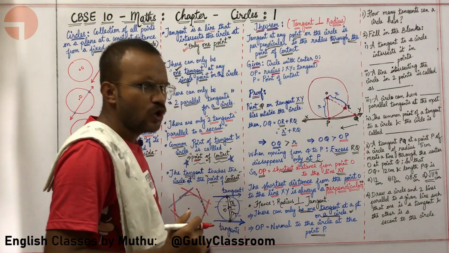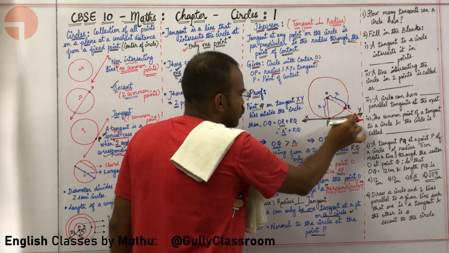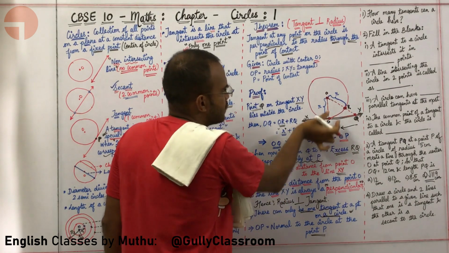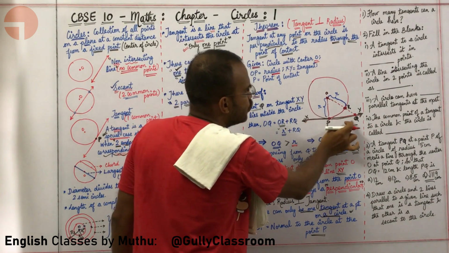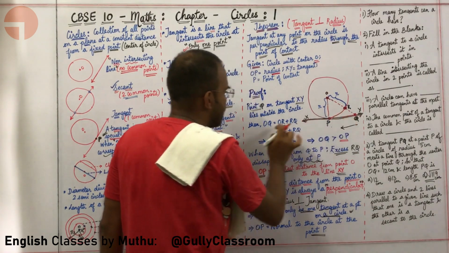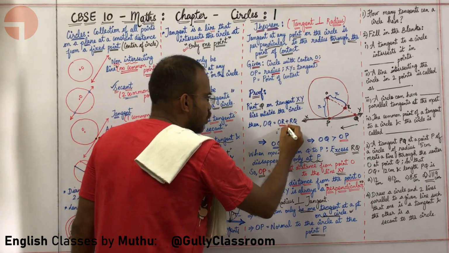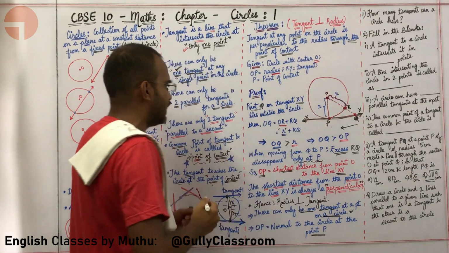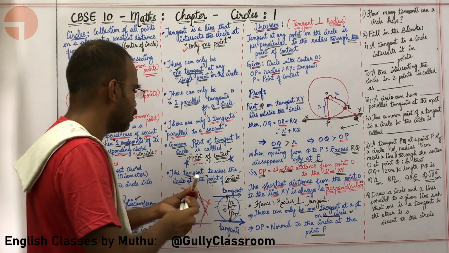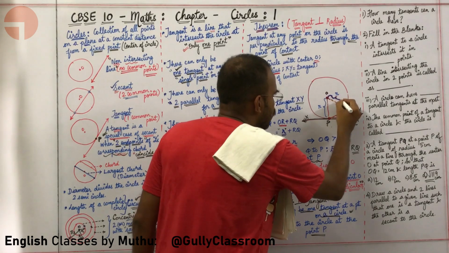Yes, sir. So, what's the big issue? The length OQ can be written as the sum of the length of OR and RQ. So, OQ is equal to OR plus RQ. Here, OR is nothing but the radius of the circle. So, I am going to substitute small r for the length OR.